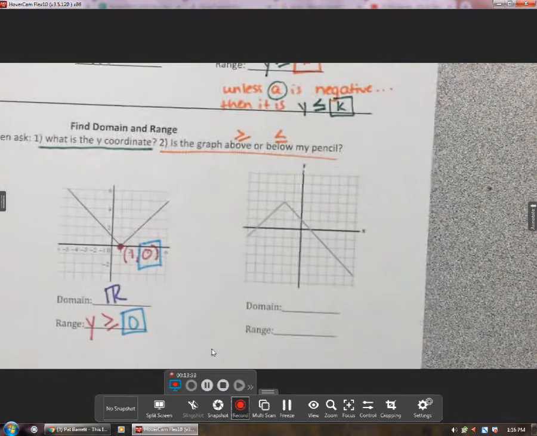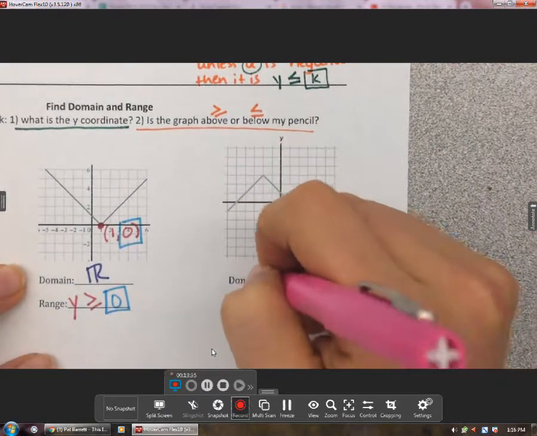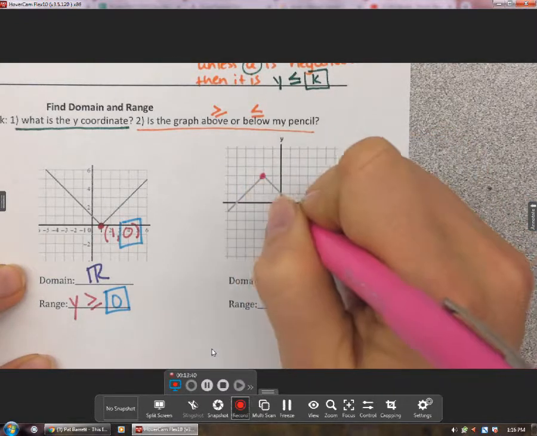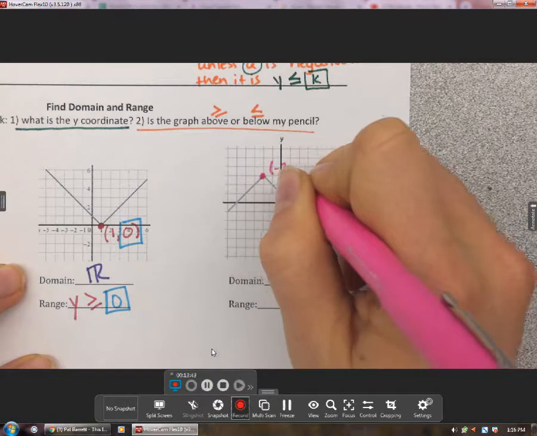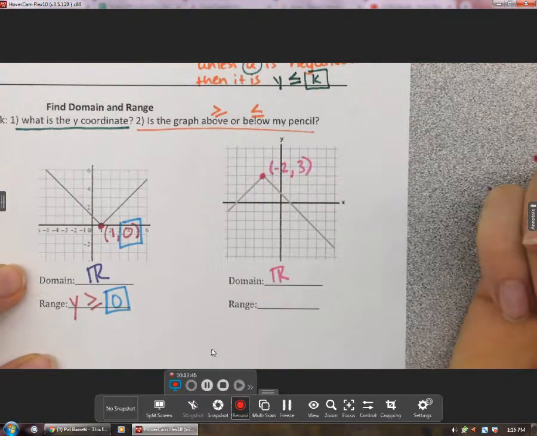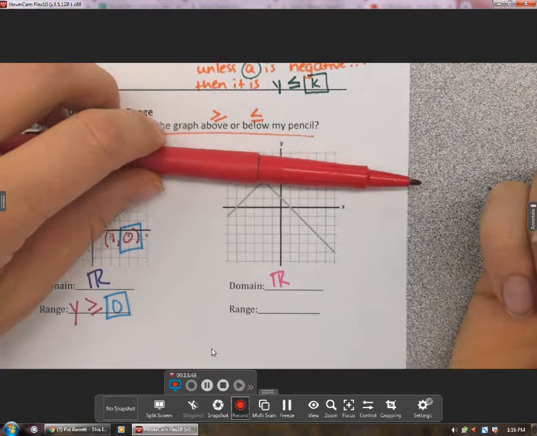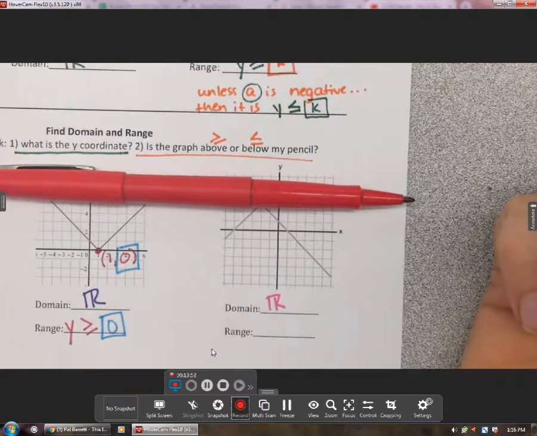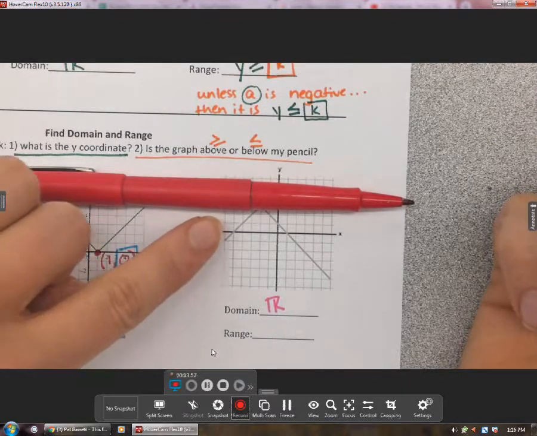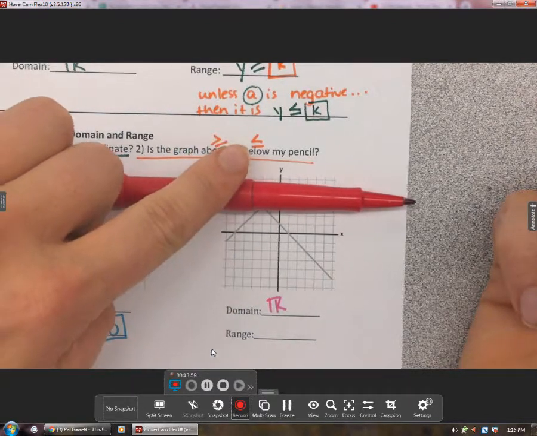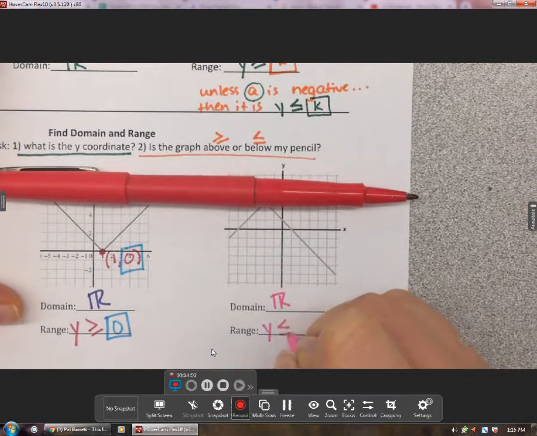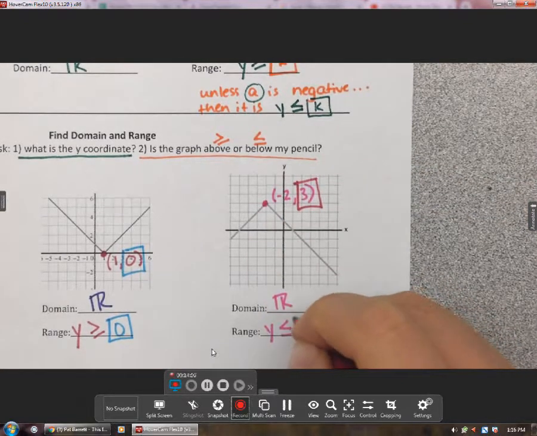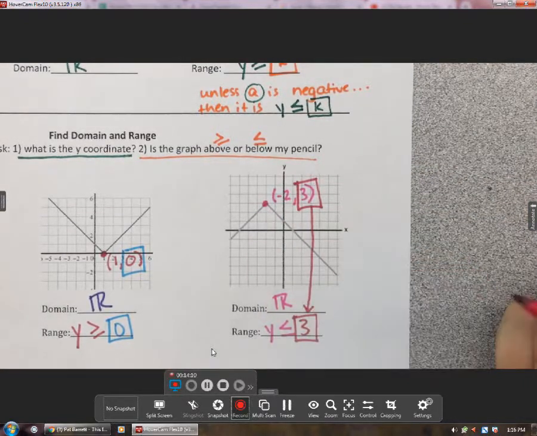Alright, let's try another one. Domain is all real numbers. The range is the point negative 2, up 3. Put my pencil right here on my vertex, and is my graph above or below it? Well, it's below it. So this time I'm going to write a less than sign. Y is less than or equal to my y-coordinate, which was 3. Okay?